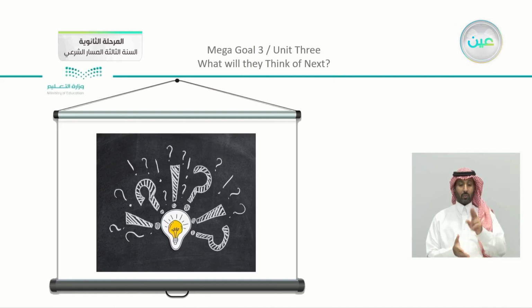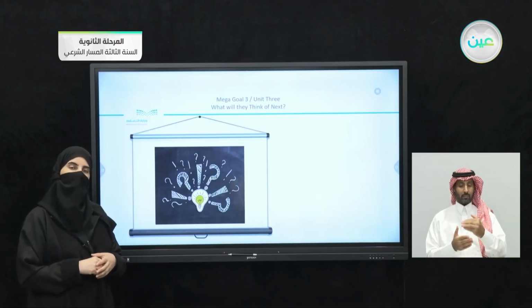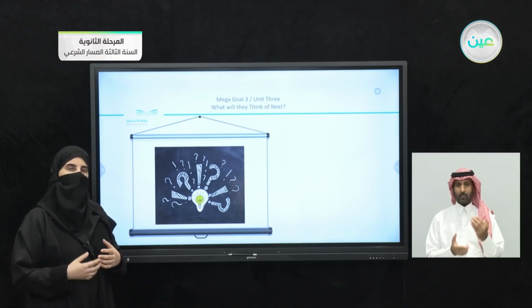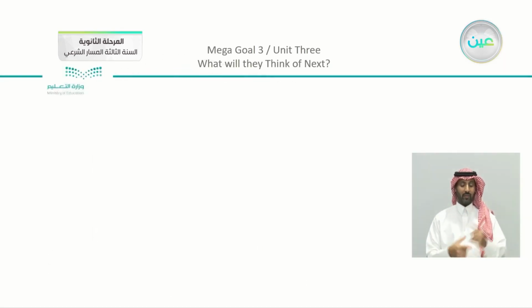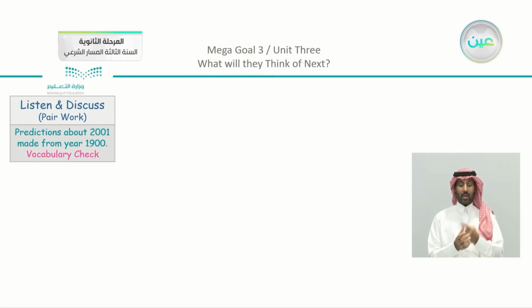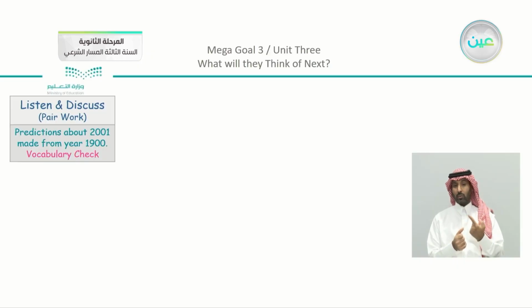We have reached the end of our unit here. We are going to go back and see what we have studied in our unit. Just to revise together, what did we take in our unit from the very beginning, from the listen and discuss? The listen and discuss was about predictions made about the year 2001, made from the year 1900.